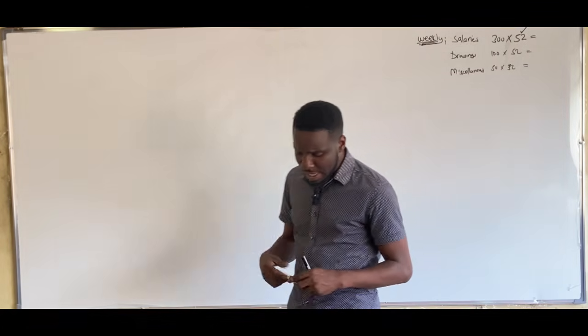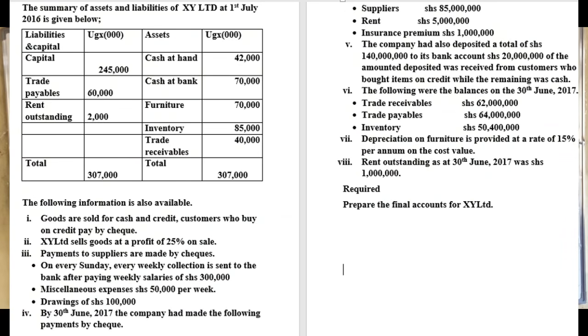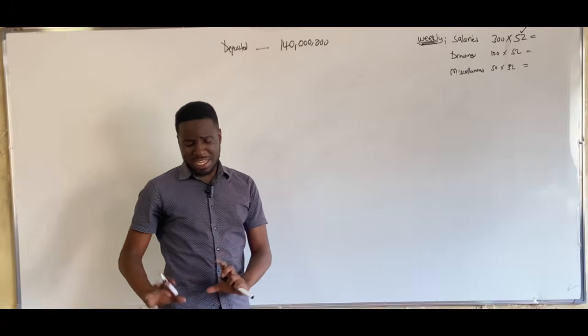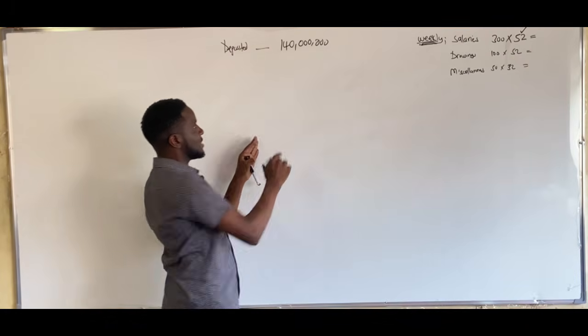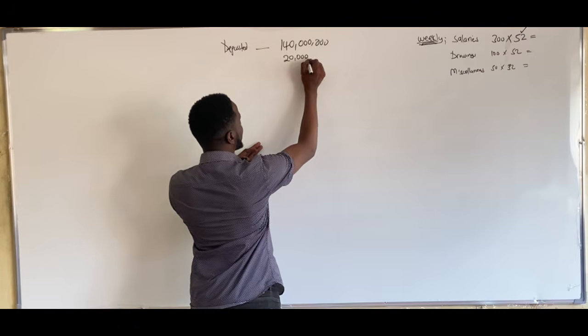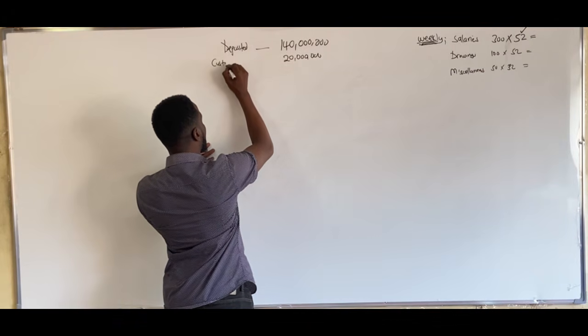Then they also told us that by 30th June 2017, the company had made the following payments by check: payment to suppliers, of course, that's payment to creditors, rent, and insurance. Lastly, they are telling us that the company had also deposited a total of 140 millions into their bank account. But out of these 140 millions, there is a 20 million which was coming from our customers.